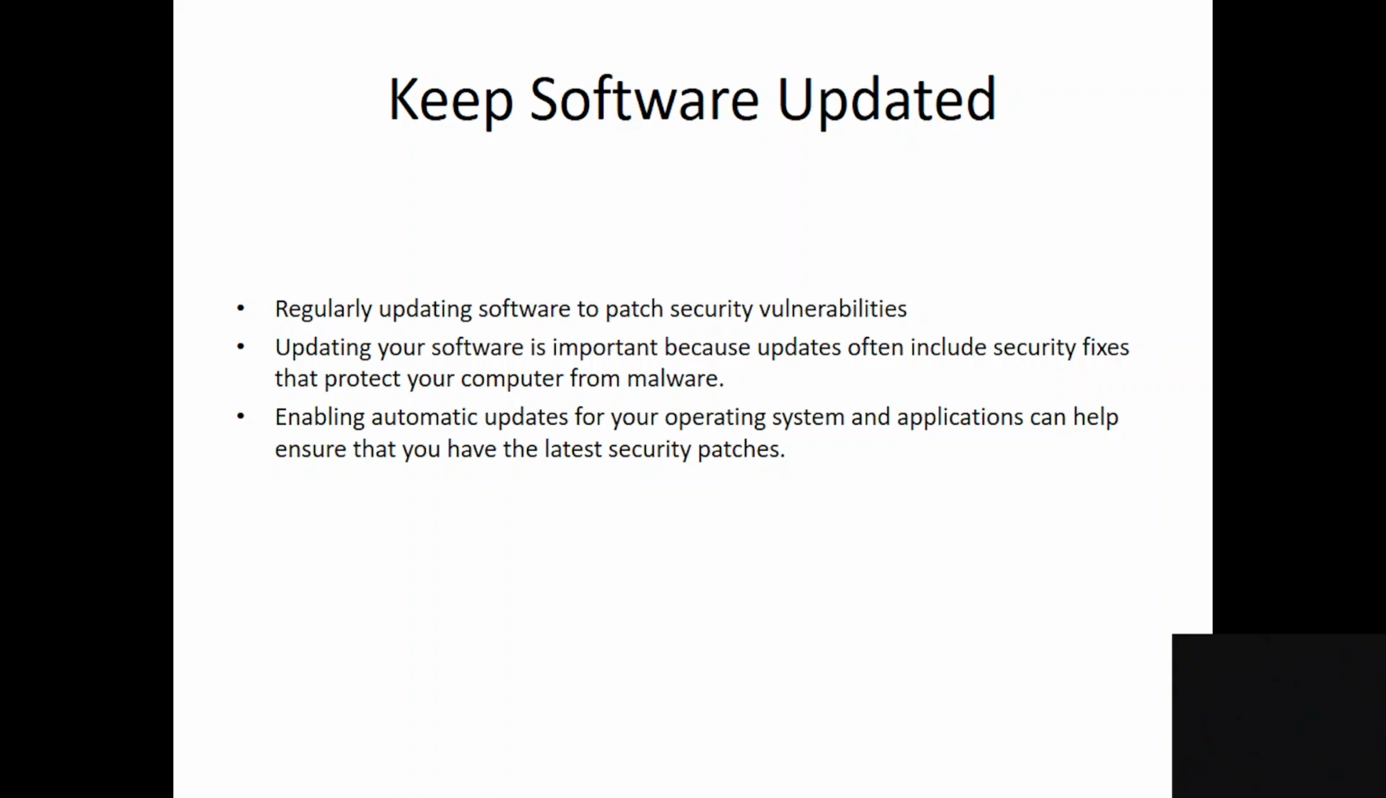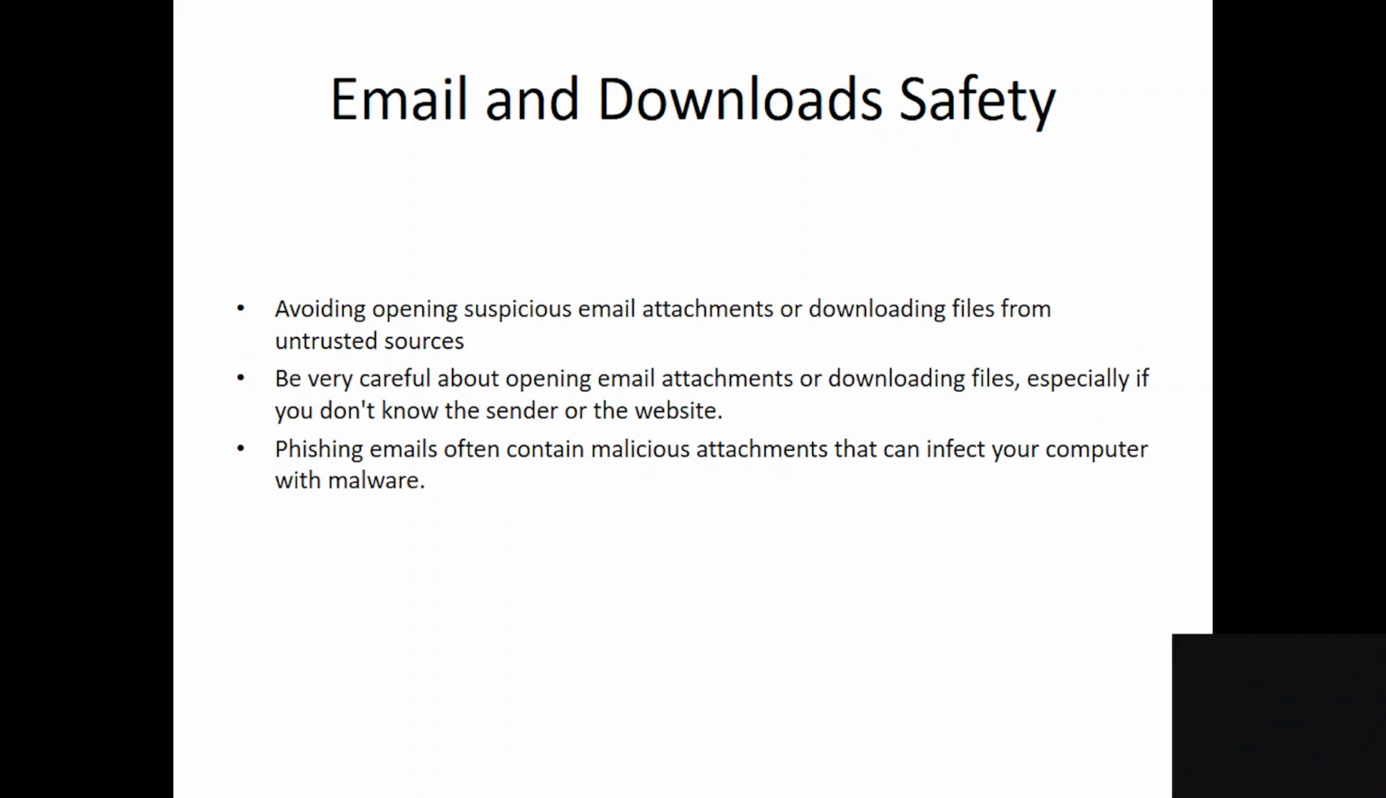So after updating, there will be fewer chances of vulnerabilities. So regularly update software to patch security vulnerabilities. Updating your software is important because updates include security fixes that protect your computer from malware. Enabling automatic updates for your operating system and applications can help ensure that you have the latest security patches on your machine. And this is mandatory.